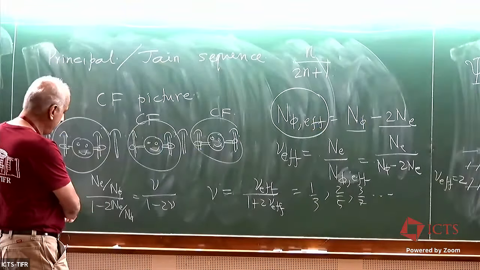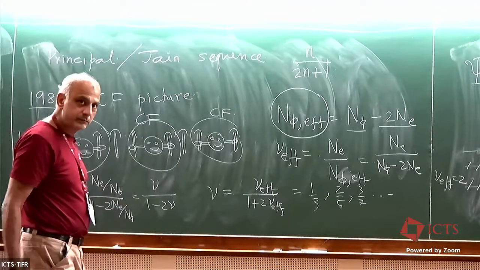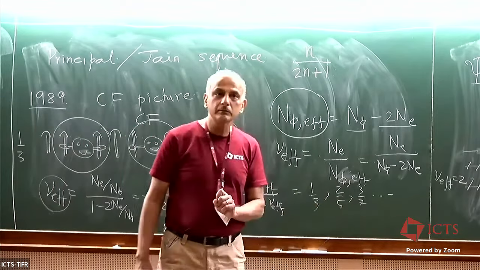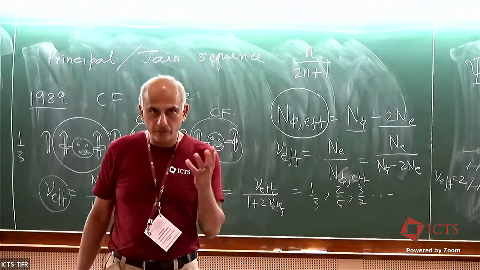So I have a basic question. How does this picture reduce to the integer picture? I mean, we are getting all these fractions, right? 1 by 3, 2 by 5, or whatever. But the fractional quantum Hall effect of electrons, remember the new effective is an integer. New effective is 1, 2, 3. So it's the integer quantum Hall effect of composite fermions.